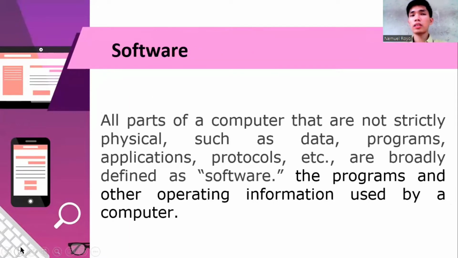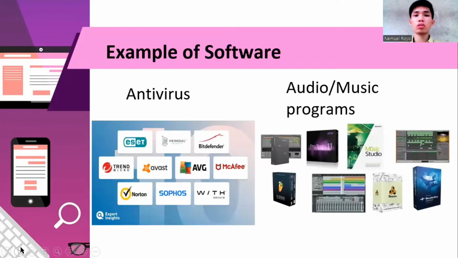So inside a computer, we have what we call software. This is the part of the computer that is not strictly physical. This is data, programs or applications, and others. The programs and other operating information used by a computer is software. So there are some examples of software here.